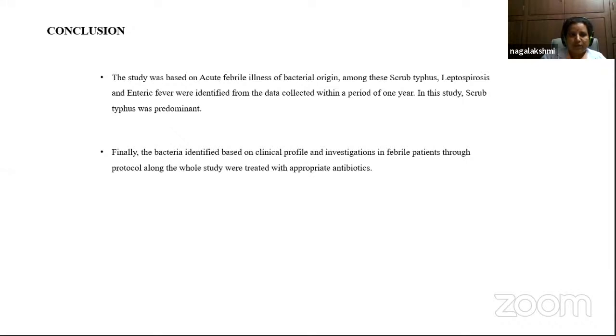Conclusion: the study was based on acute febrile illness of bacteriology. Among these, Streptococcus, leptospirosis, and enteric fever were identified from the data collected over 1 year, out of which Streptococcus was predominant. Finally, the bacteria identified based on clinical profile and investigations in febrile patients through a thorough protocol along the whole study were treated with appropriate antibiotics.